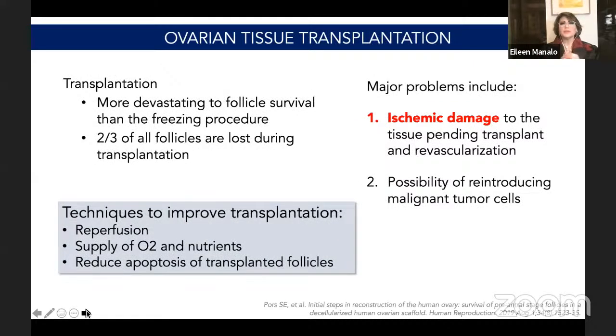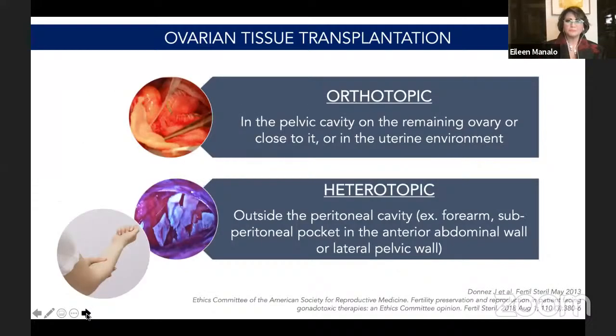So we talk about ovarian tissue transplantation. This is actually the more devastating aspect to follicle survival than the freezing procedure. 2/3 of all follicles are lost during this transplantation, and this is largely due to ischemic damage to the tissue pending transplant and revascularization. Techniques to improve transplantation have been resorted to, to bring about better perfusion, bring more oxygen and nutrition to the ovarian tissue.